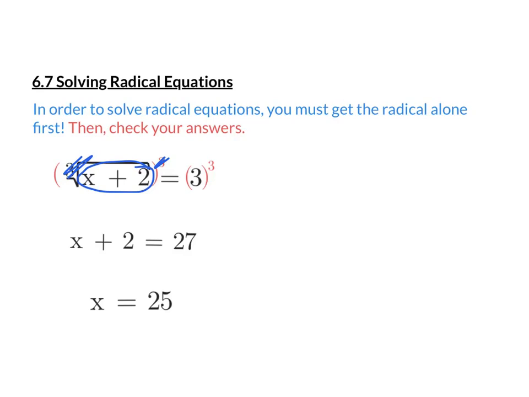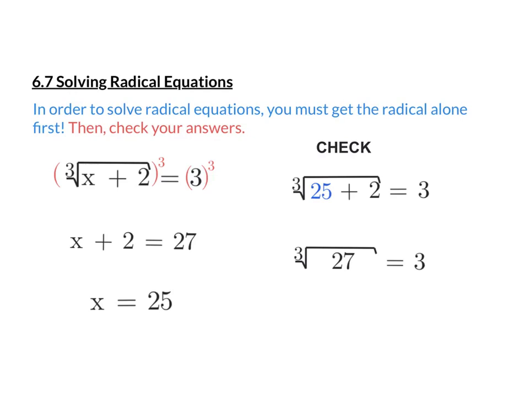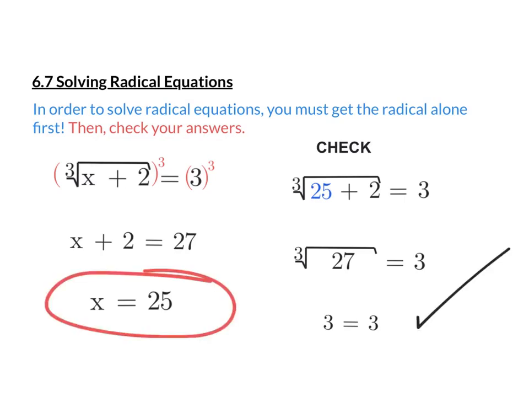Now, I have to check and make sure that this actually works out. So what you do is you go back to the original equation and you plug in 25. And we're trying to see, does this equal 3? Well, 25 plus 2 is 27. So the cube root of 27. What is that? What to the third power gives me 27? 3. So it works. 3 does equal 3, so I'm good. And so it does check, and now I can circle my answer. I'm confident that that is the correct answer. That's how problems like this work.